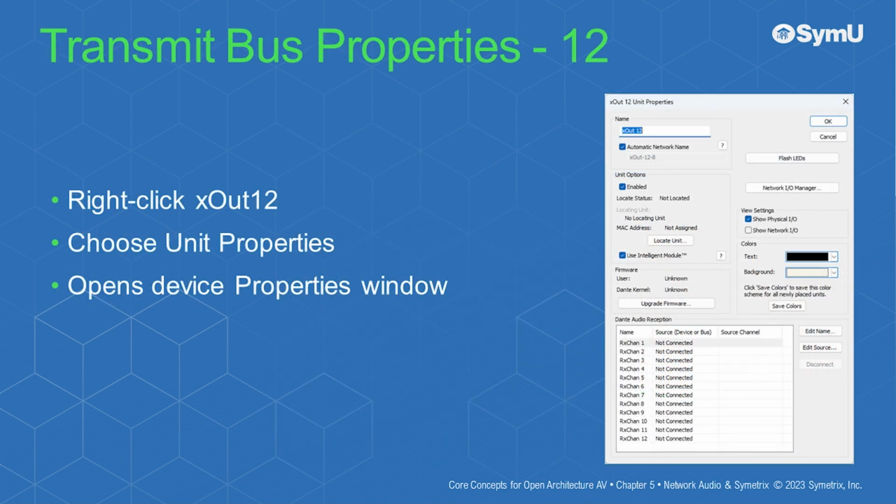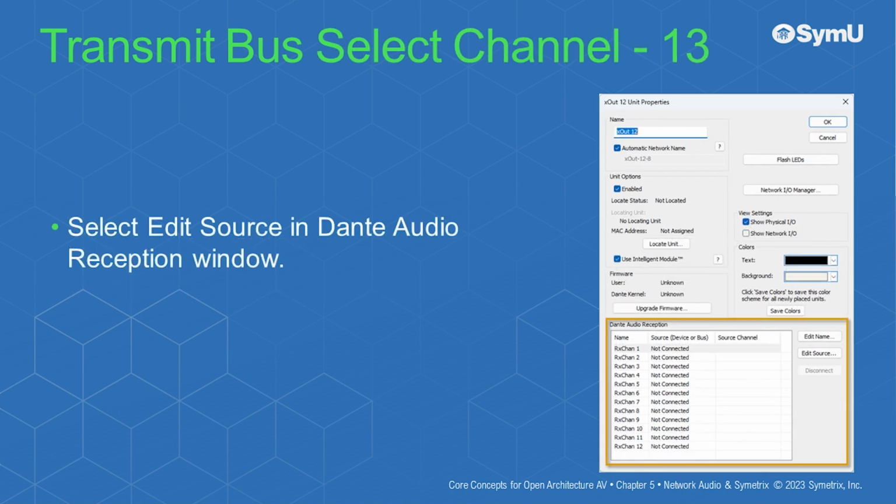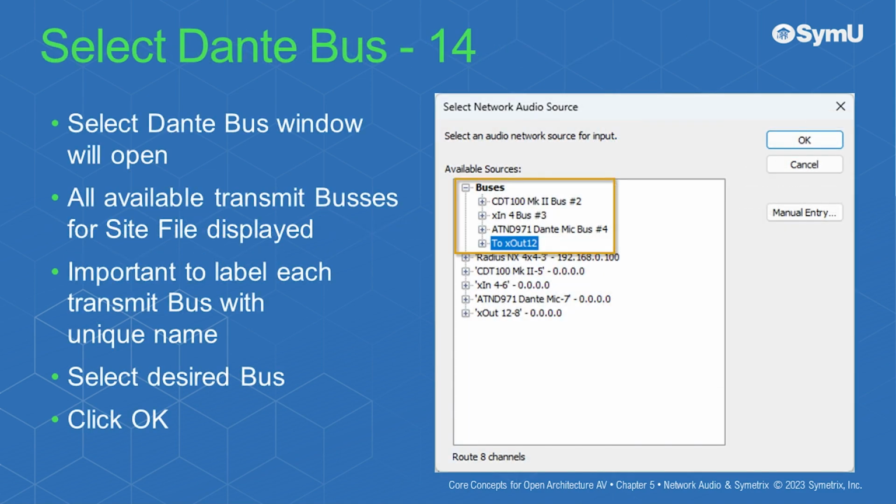Right-click the X-Out12 and choose Unit Properties. This opens the Properties window for that device. Select Edit Source in Dante Audio Reception window. The Select Dante Bus window will open. All available transmit buses for the site file are displayed.